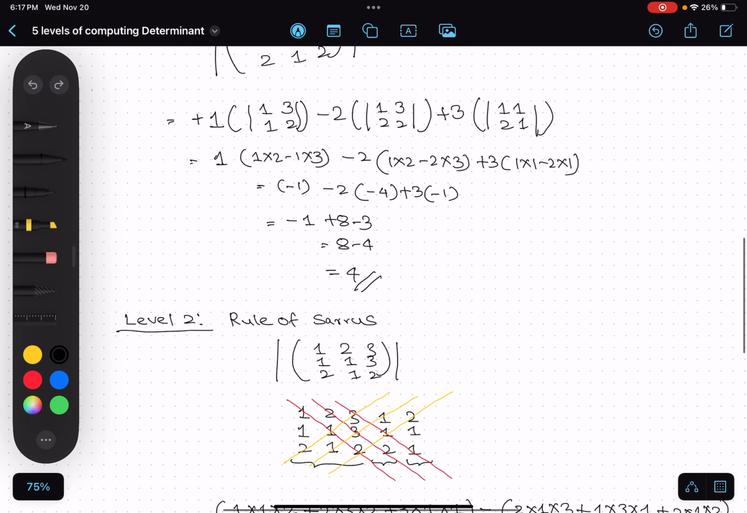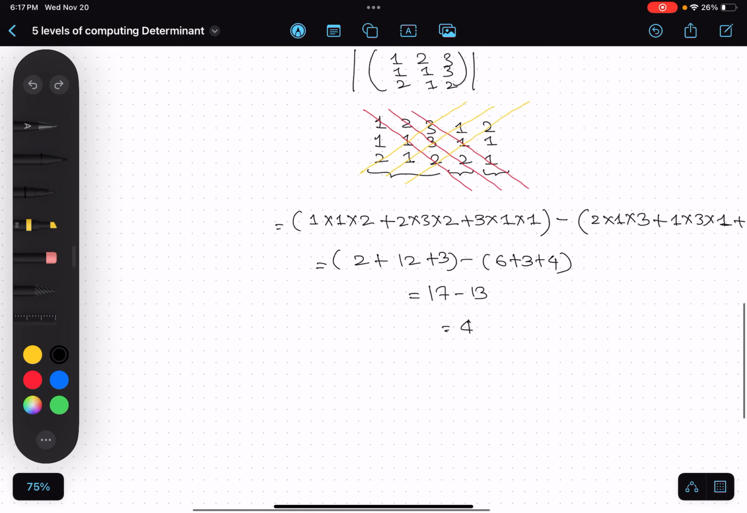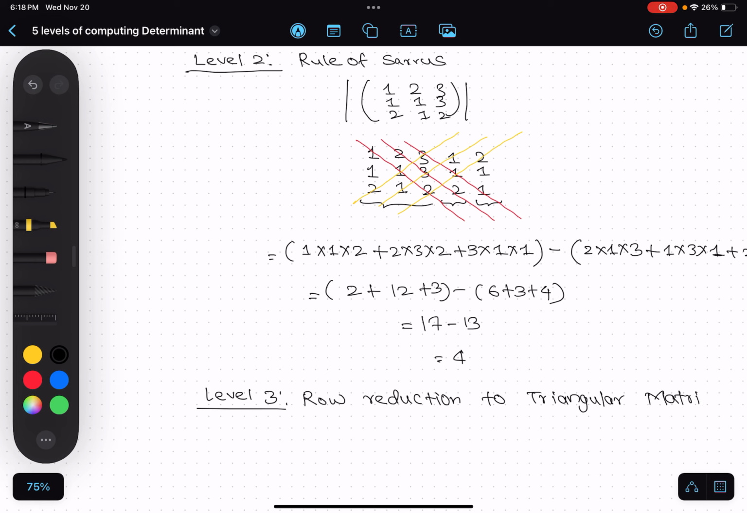This is the rule of Sarrus. This is the regular method. Now level 3 is row reduction to triangular matrix. Before I go to this one, I will also introduce you to some tools of row operation. Row reduction to triangular matrix.